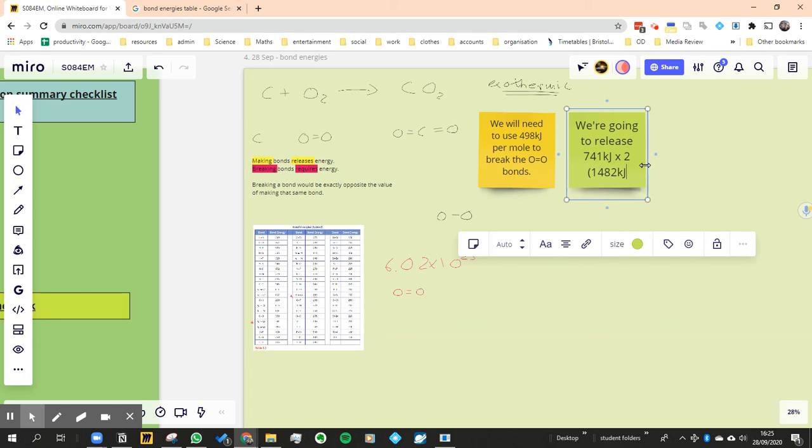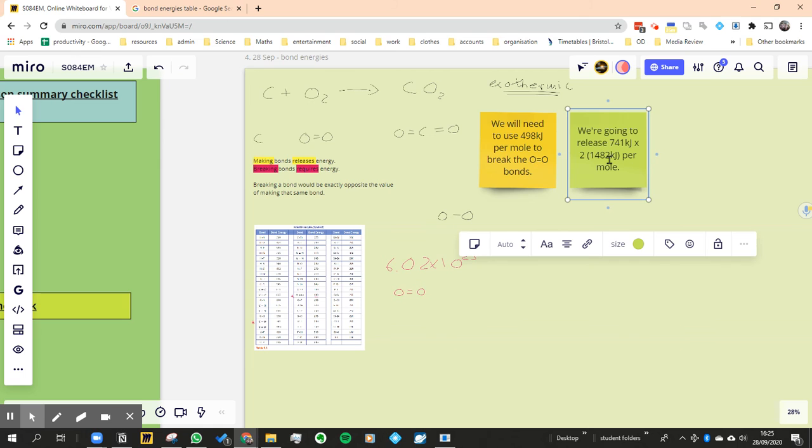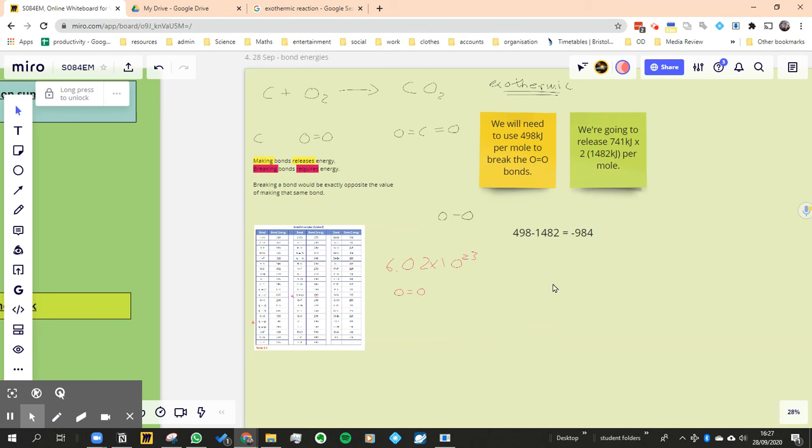Kilojoules per mole. We're going to release that much kilojoules per mole. Okay, so we're going to put this much in. We're going to get that much out. So, how much energy in total would we actually get out? So yeah, that is actually right. Depends what question I ask, really, I suppose. If I said how much energy is being released, then that would be wrong. But to the question they normally ask, you would do the right one.